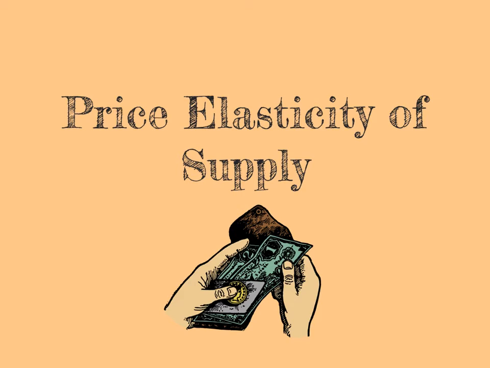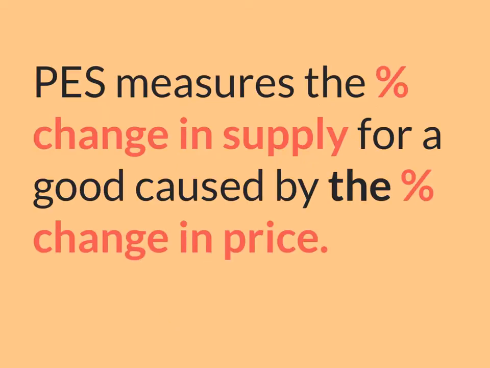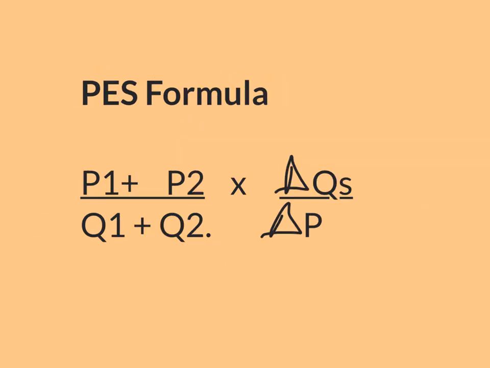Price elasticity of supply. Price elasticity of supply measures the percentage change in supply for a good caused by the percentage change in price. As you can see, our price elasticity of supply formula looks very similar to the price elasticity of demand, where P1 is the price of the goods supplied, P2 is the price of the goods supplied after the price changes, Q1 the quantity supplied at P1, Q2 the quantity supplied at P2, and here we have the change in the quantity supplied all over the change in price.